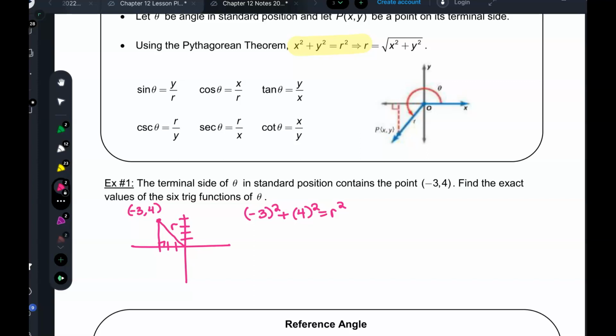we can also look at opposite over hypotenuse for sine. This is just a different way to define it. What do we get for r? 5. We get 5.